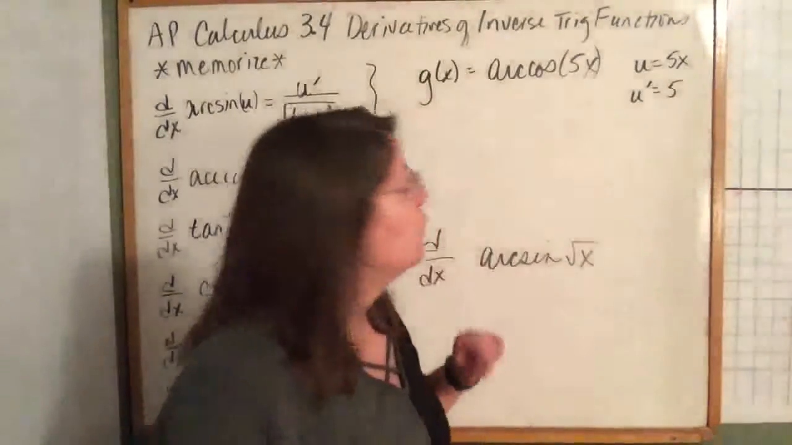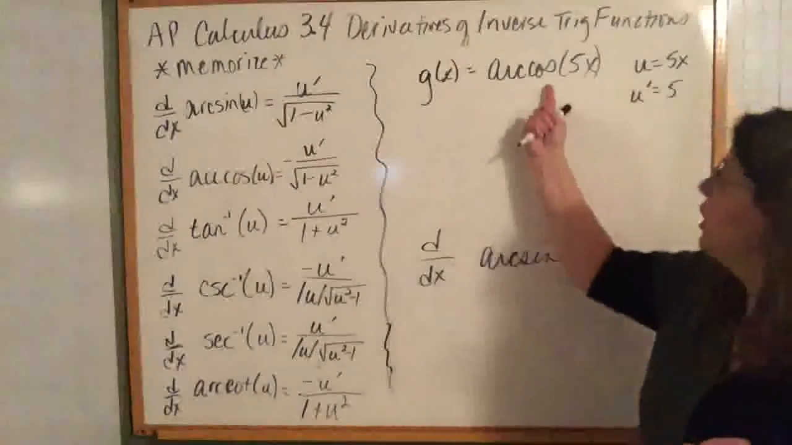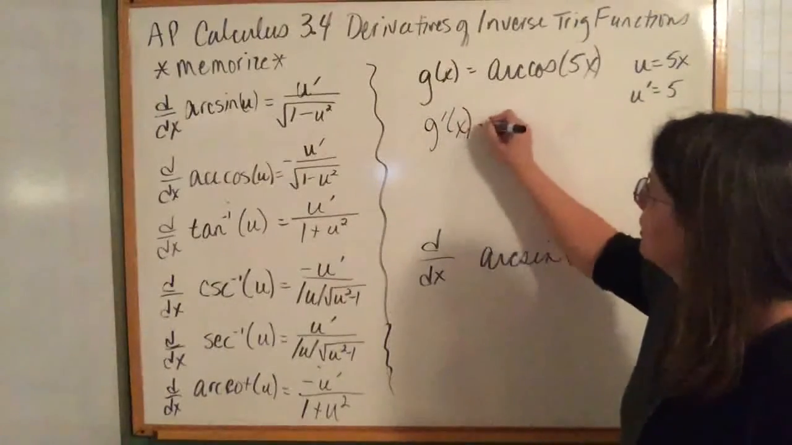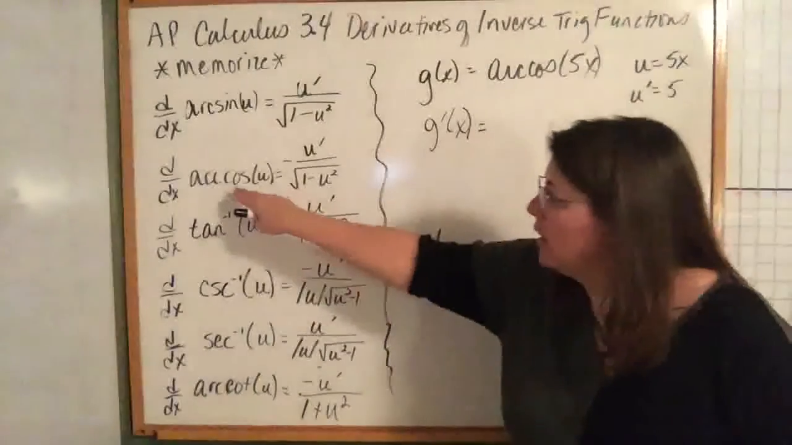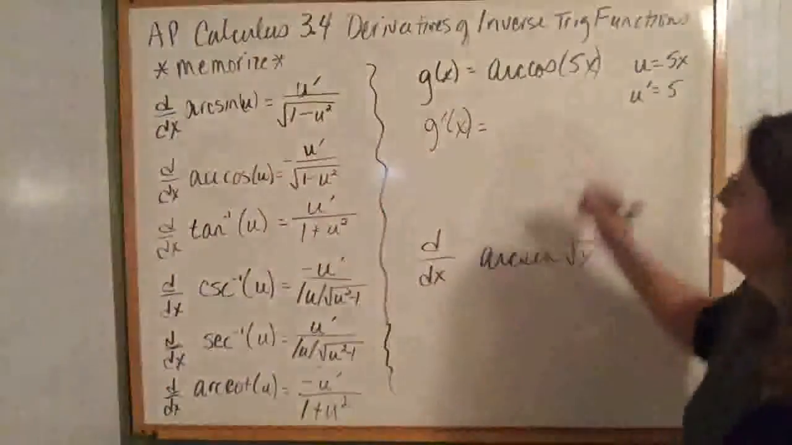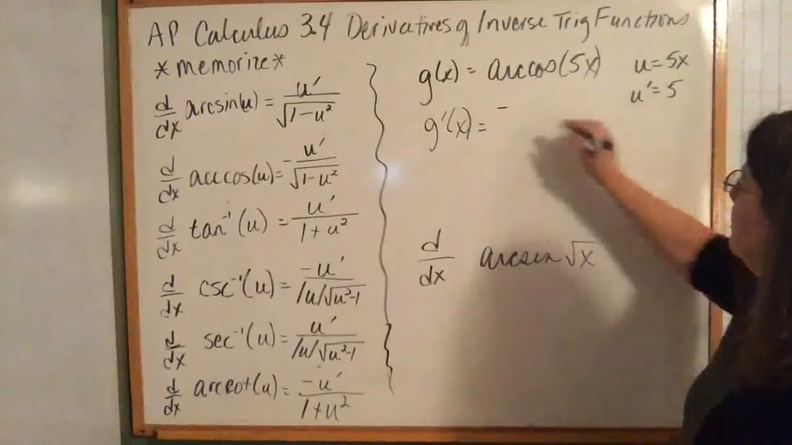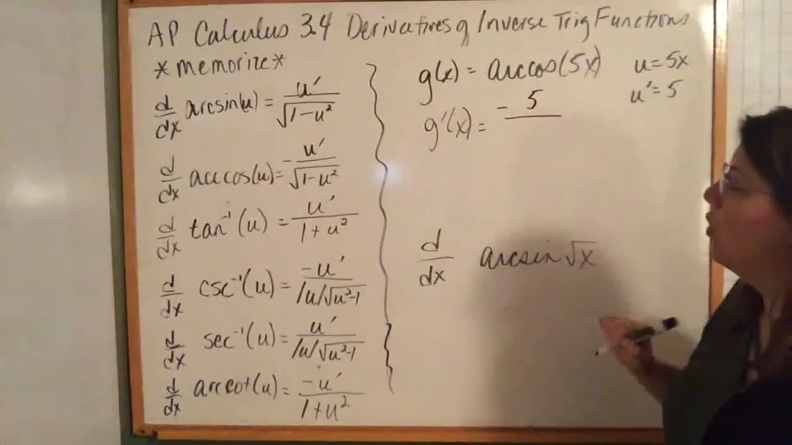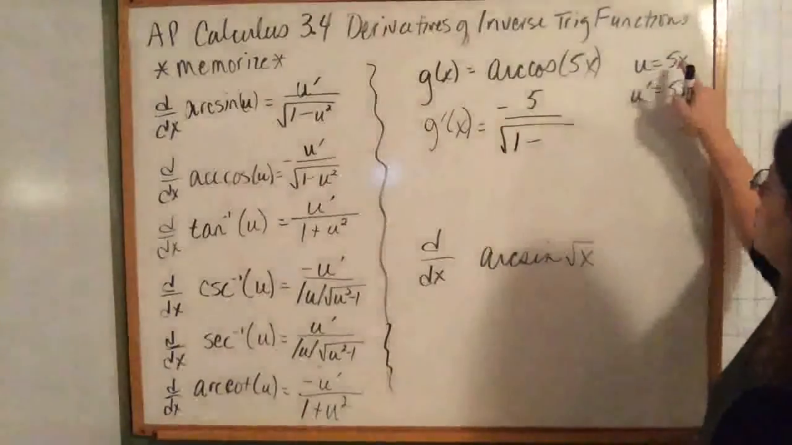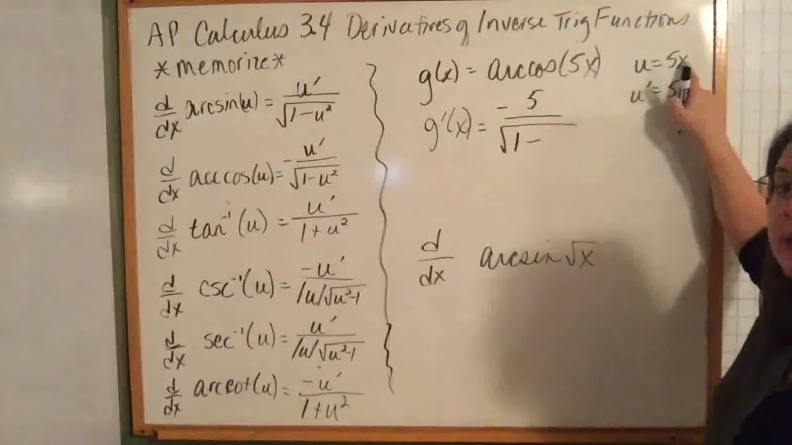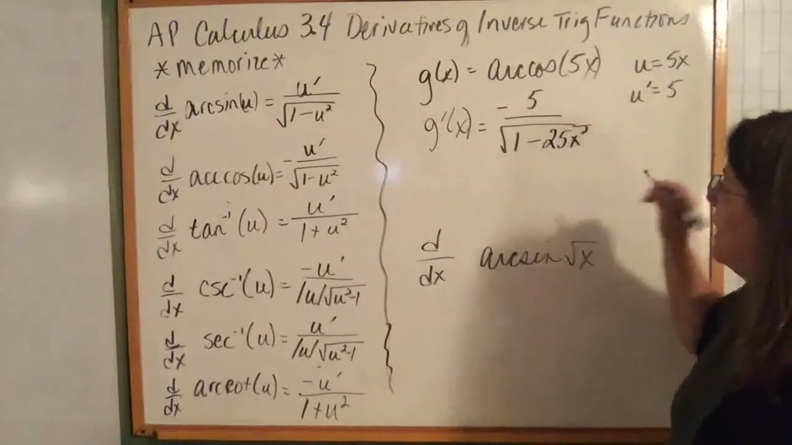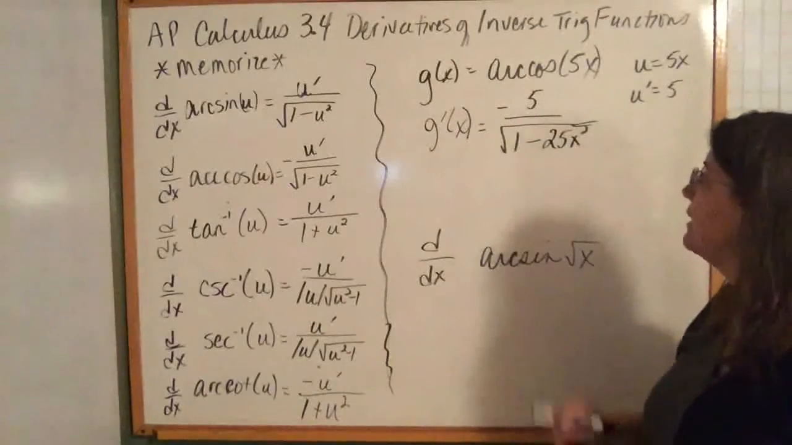So if we use the formula, this is an arc cosine, so g prime of x is going to be equal to, all right, the derivative of arc cosine of u is negative u prime. So negative u prime is negative 5, that goes on top, over the square root of 1 minus u squared. U was 5x, so u squared will be 25x squared. And that is our derivative of that inverse trig function.